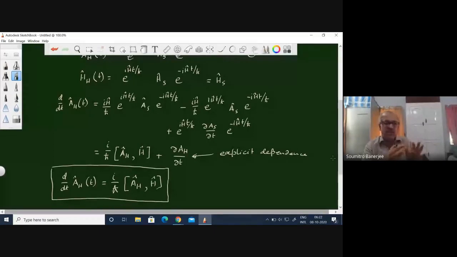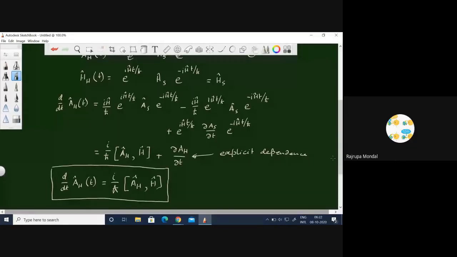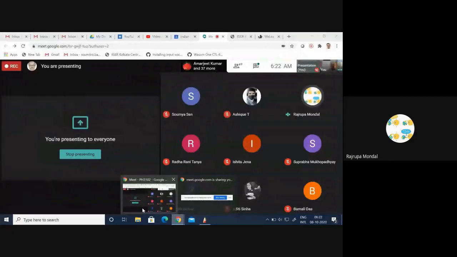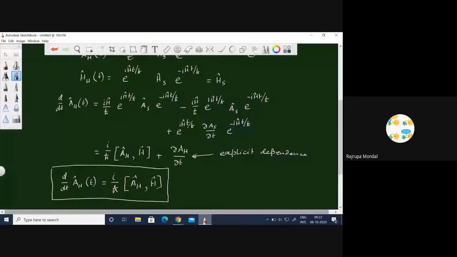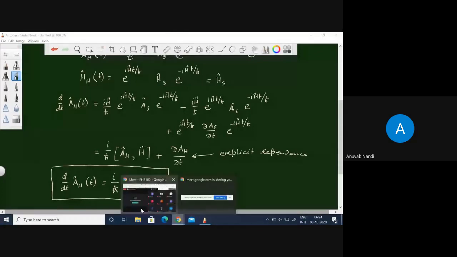Do you have any questions on what we did, this particular picture? Yeah, sir, why in the derivation shouldn't there be a del A_S, if A_S is dependent on position? So shouldn't there be a del A_S by del x into x dot term over there because you are doing a total derivative of A? But the thing is, A_H, like the position or the momentum, is just a representation, right? Like A_S, should it really explicitly depend on position or momentum? I don't think so.